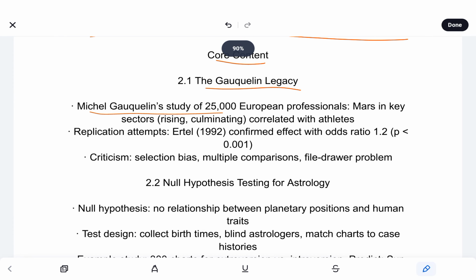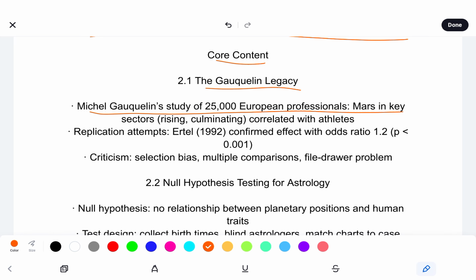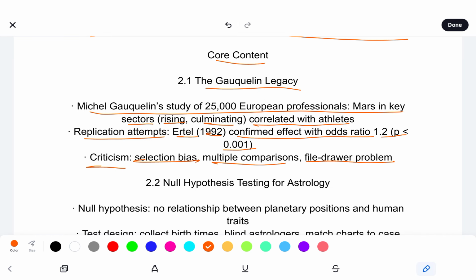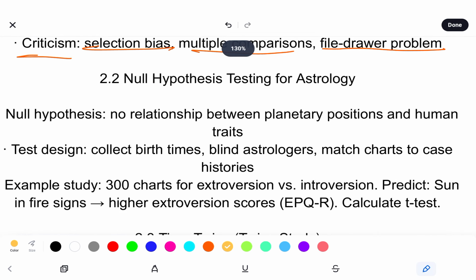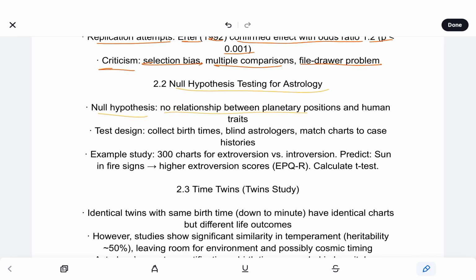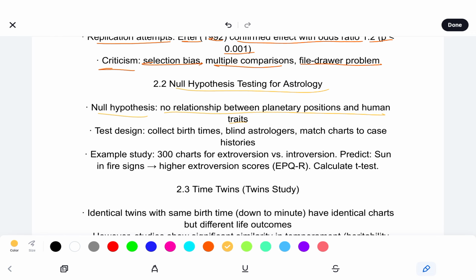Michel Gauquelin's study of 25,000 European professionals: Mars in key sectors, rising, culminating, correlated with athletes. Replication attempts: Ertel, 1992, confirmed the effect with odds ratio 1.2, p less than 0.001. And our criticism is selection bias, multiple comparisons, and the file drawer problem. All right. Now we look at our null hypothesis testing for astrology. Our null hypothesis says no relationship between planetary positions and human traits.